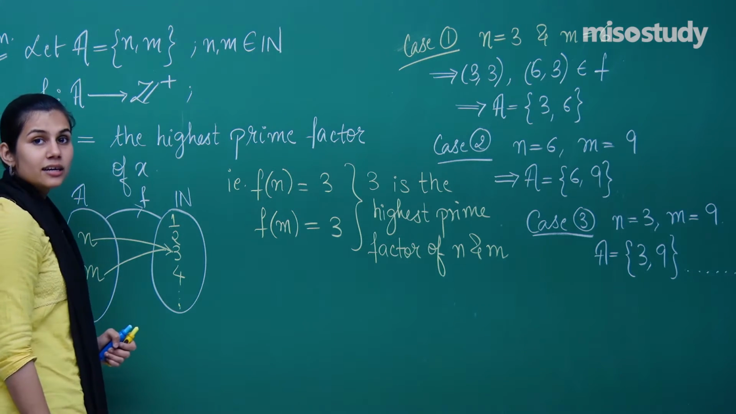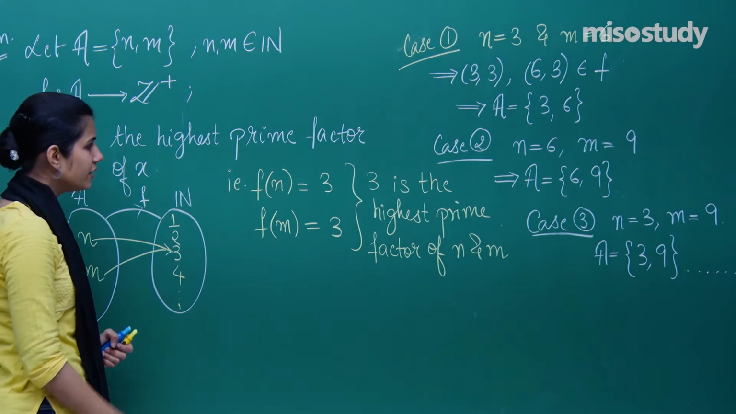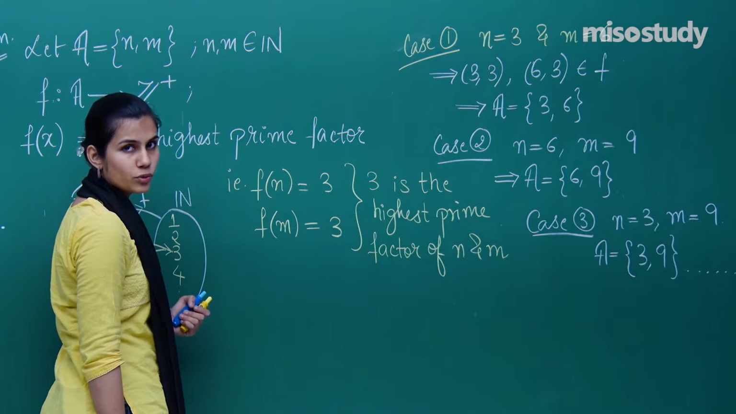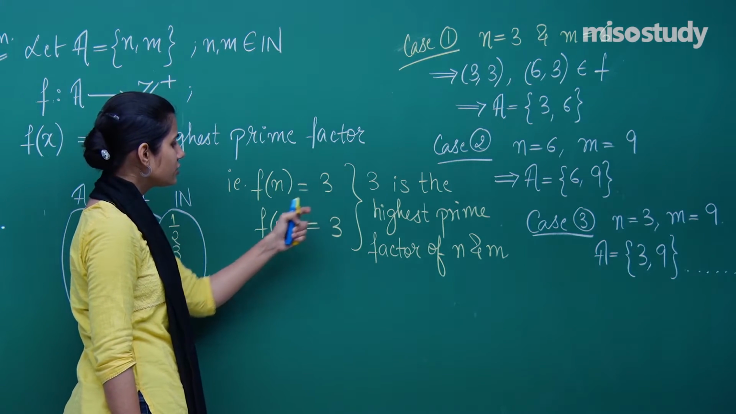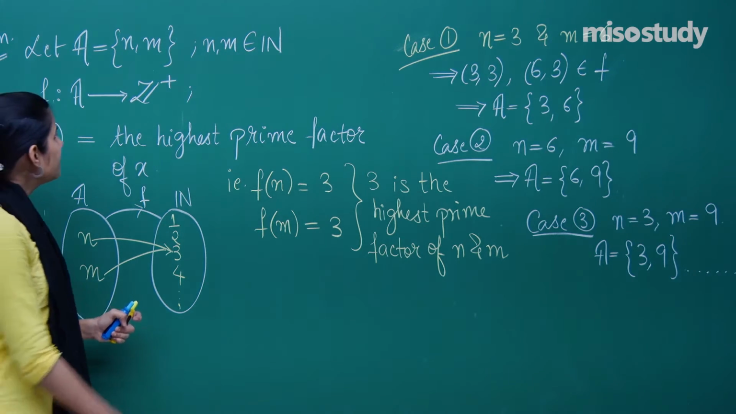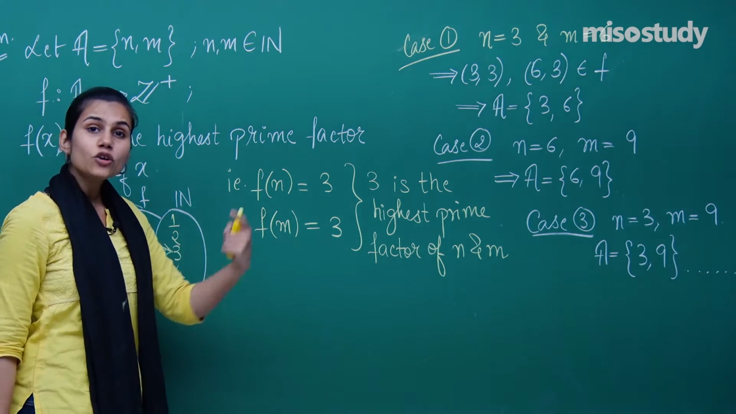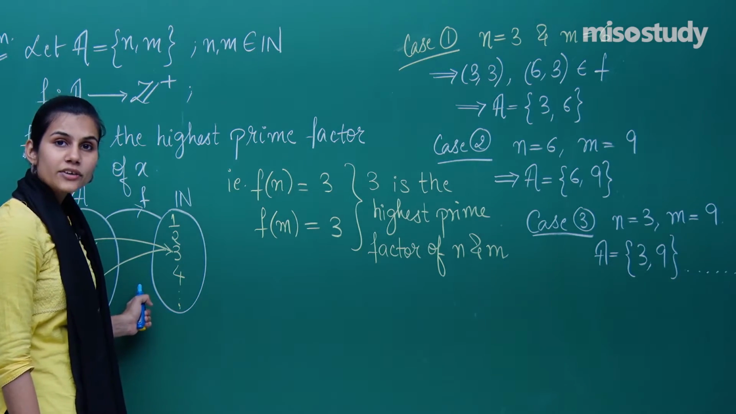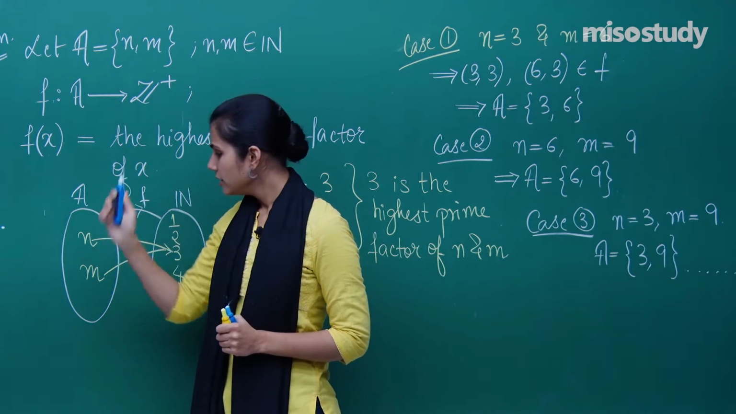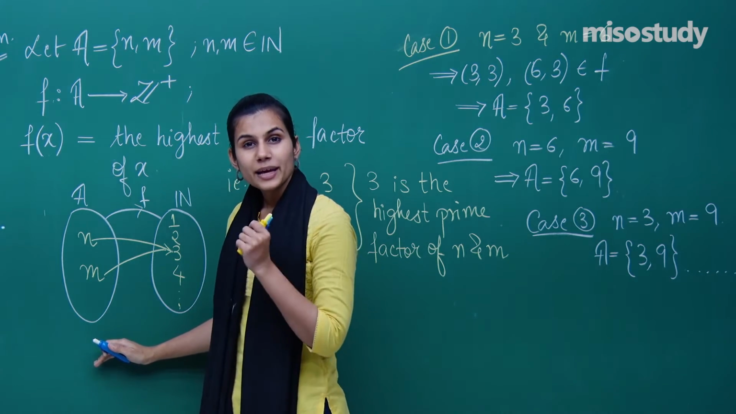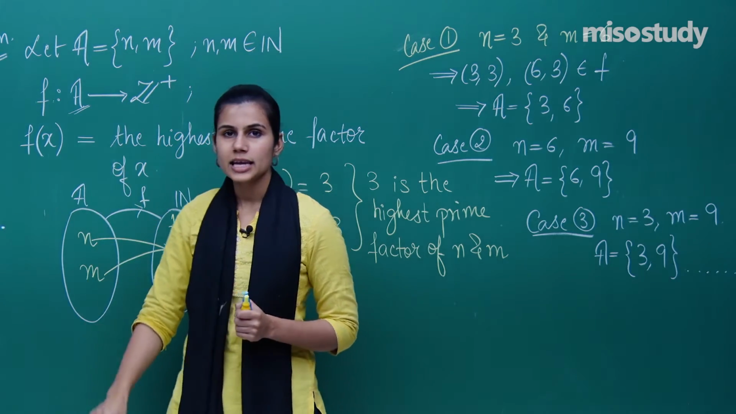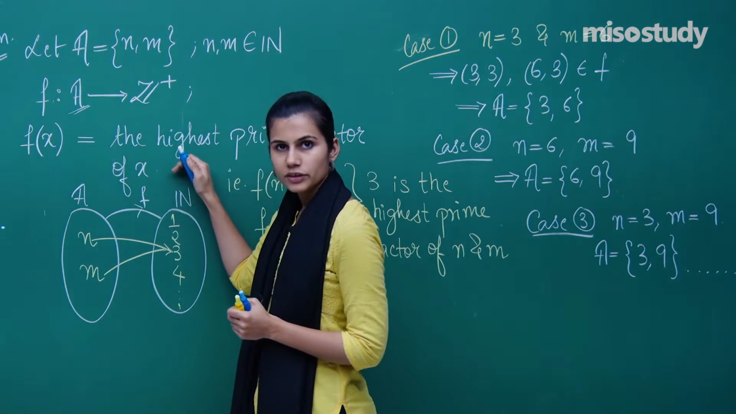For A as {3, 6}, for example, I am going to get f of 3 equals 3 and f of 6 equals 3, giving me the same arrow diagram. If I take A to be equal to {3, 9}, again the same arrow diagram. If I take A to be equal to say {6, 9}, again the same arrow diagram. That means with the help of many A's, I am getting the same function f with this definition.